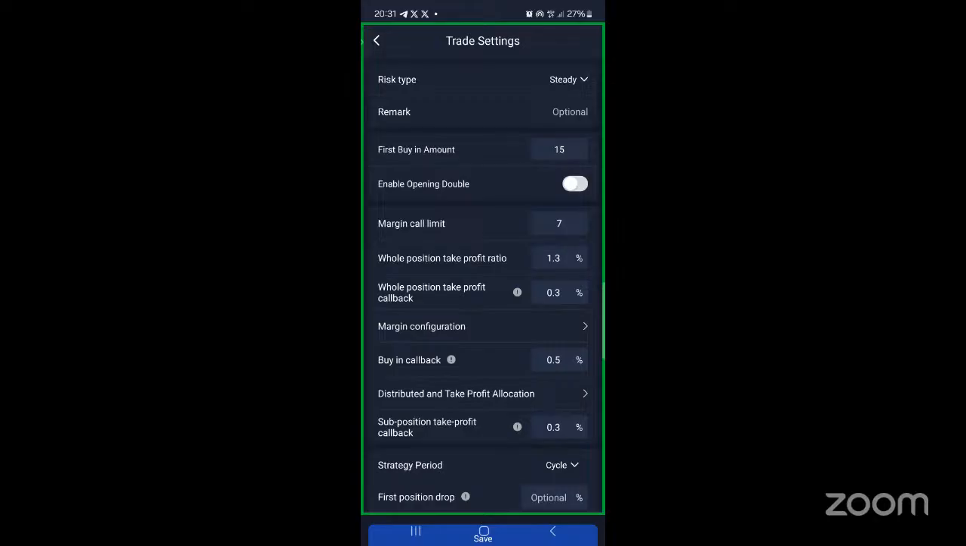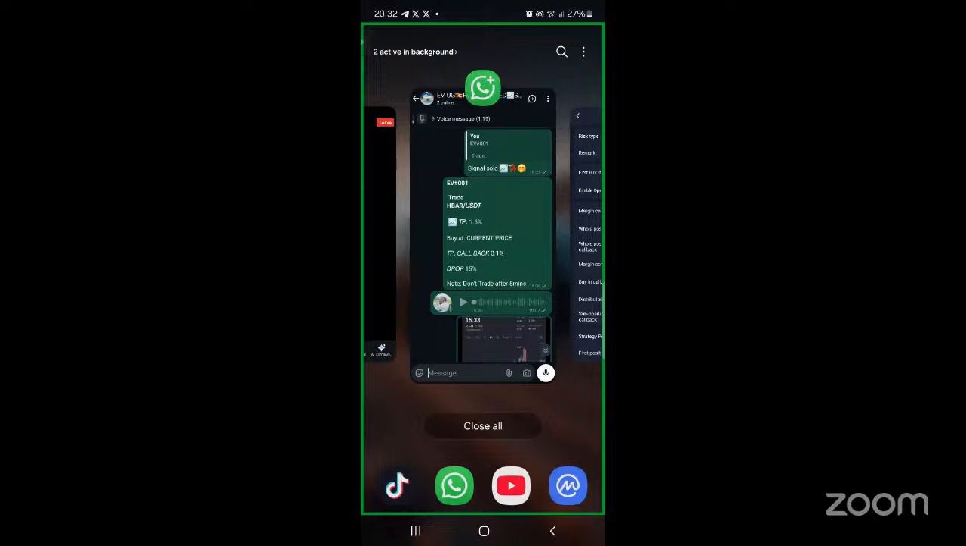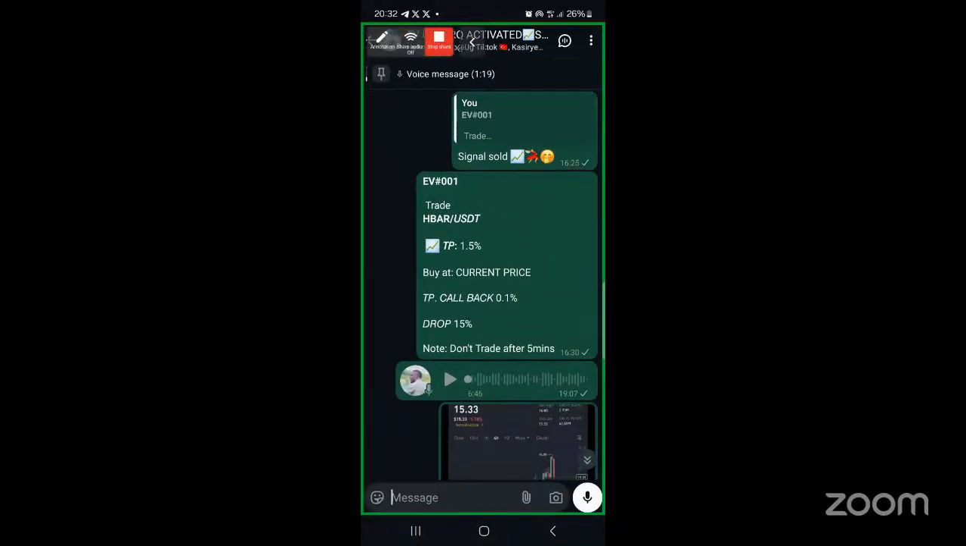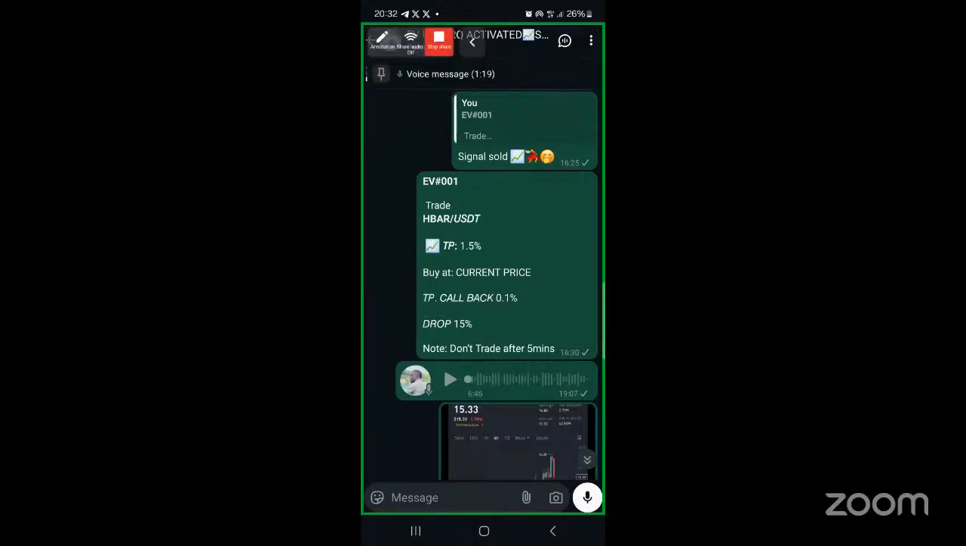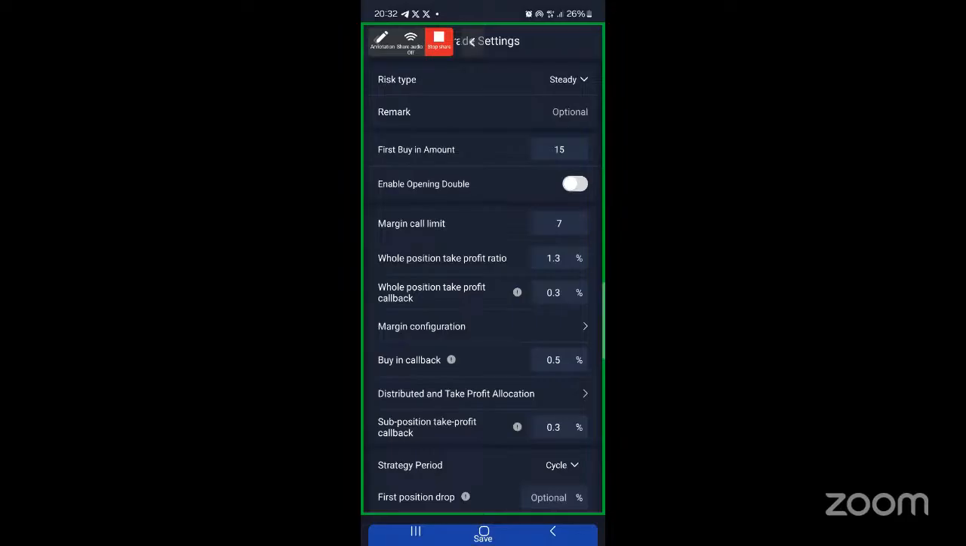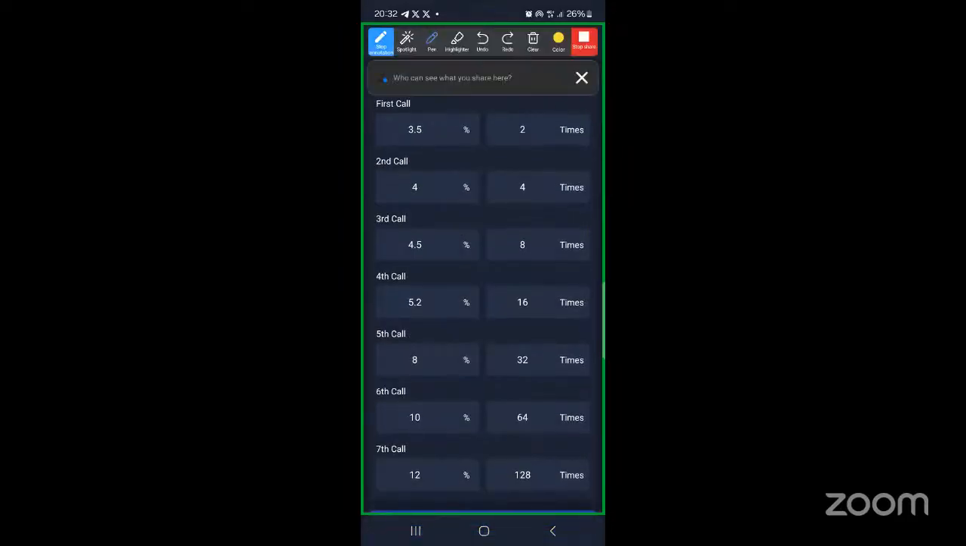I have identified a coin I want to trade. They have sent a signal, and this signal shows that the margin drop is 15%. Can you see that on the signal? The margin drop is 15%. What that simply means is that the total of this is going to be 15%. What you put here, when you add it, it should be 15%.